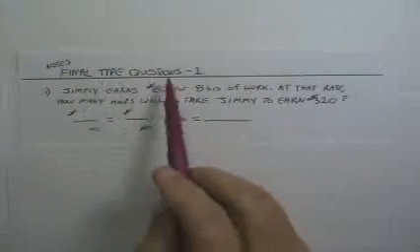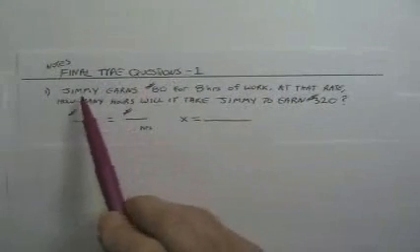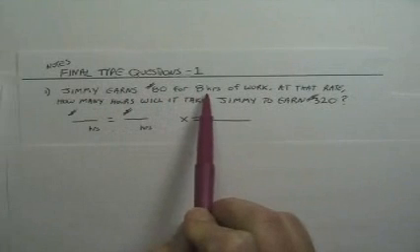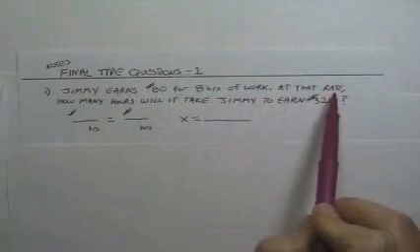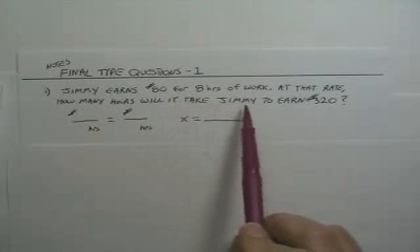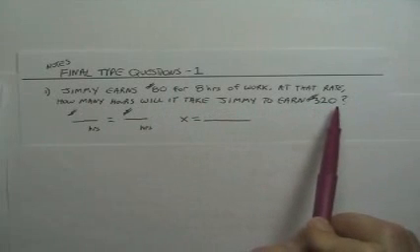Okay, these are some types of questions you'll find in the final exam. Number 1, Jimmy earns $80 for 8 hours of work. At that rate, how many hours will it take Jimmy to earn $320?